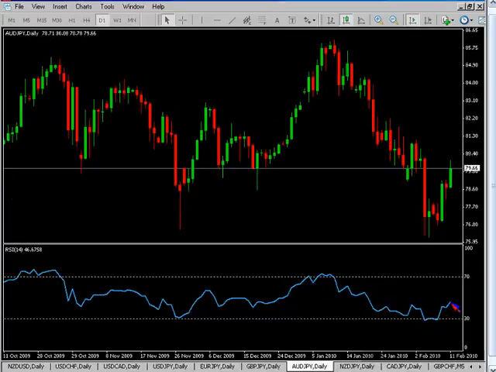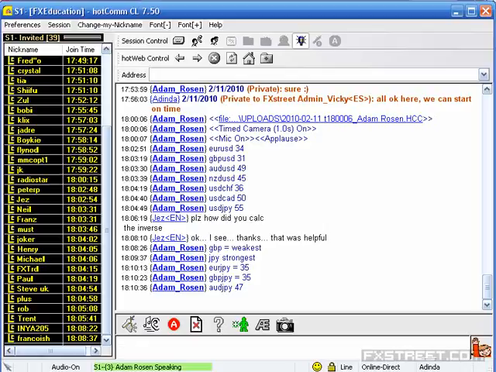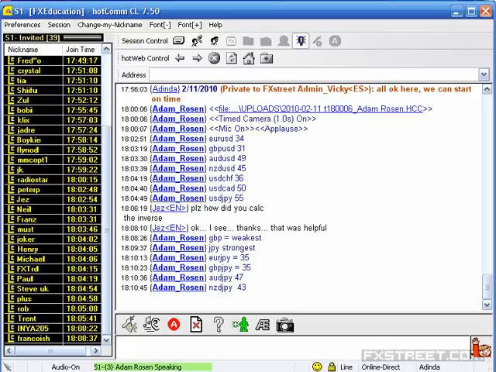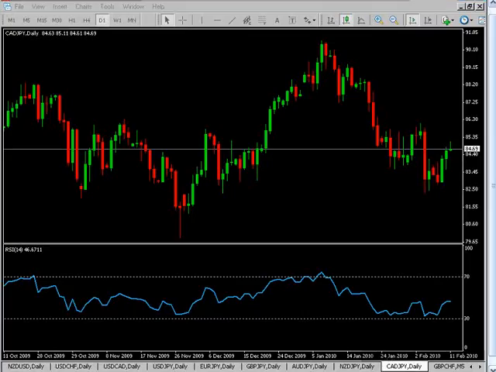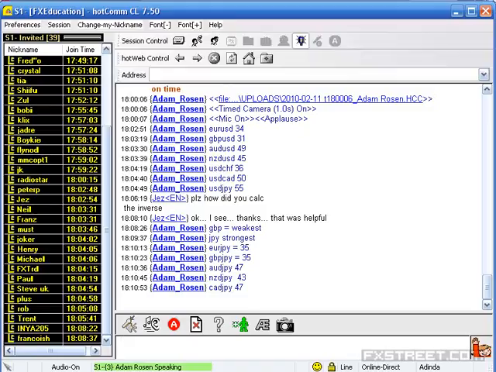Taking a look at the Aussie yen, the current Aussie yen RSI indicates a 47. We take a look at the Kiwi yen. The Kiwi yen is 43. And finally, take a look at the CAD yen. The CAD yen is 47.